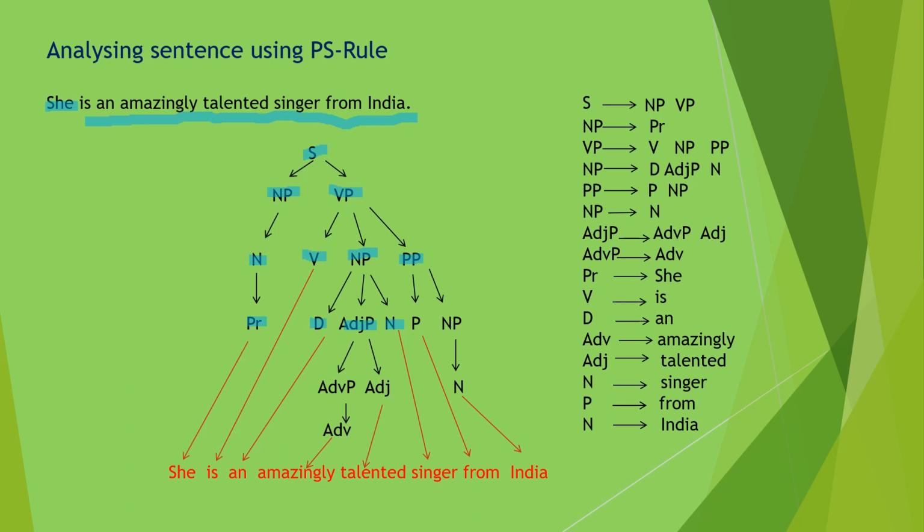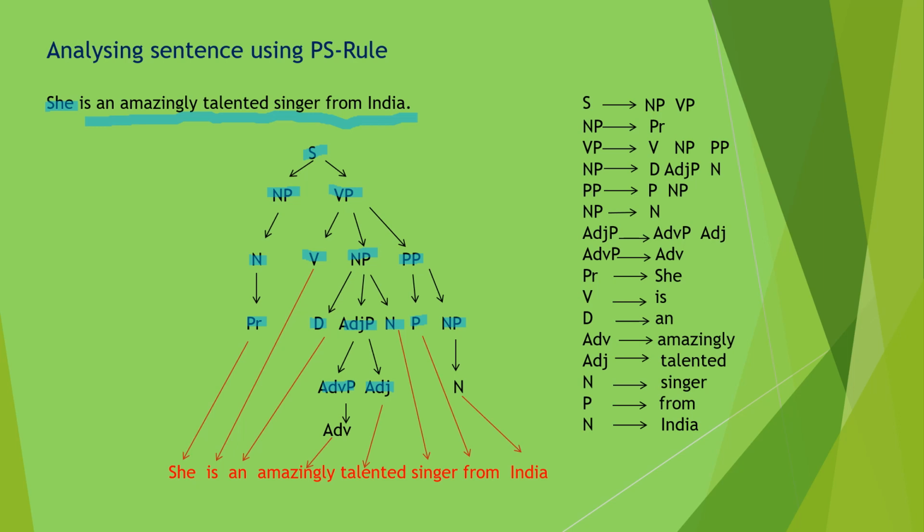Okay, after that we have the prepositional phrase "from India". So here we have "from", which is the preposition, and "India", which is again a noun phrase. Now we will move to the next step. Now we will divide the adverb phrase. So the adjective phrase is divided into an adverb phrase and an adjective. So the adverb here is "amazingly" and "talented" is the adjective.